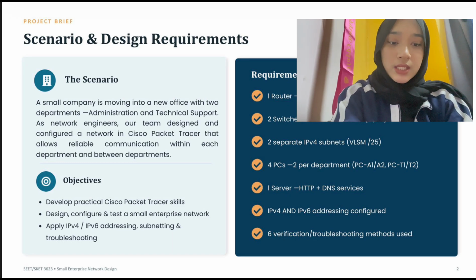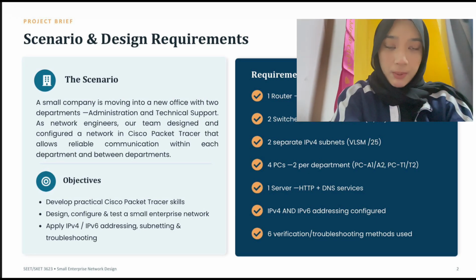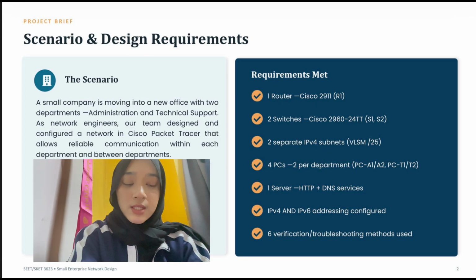The objective of this project is to build a network to enable reliable communication within and also between both departments. As you can see here, these are the requirements that our implementation successfully meets, including the network device, dual stack IPv4 and IPv6 configuration, and also the verification method.